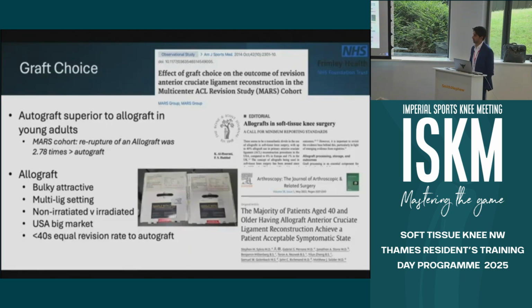One of the most painful things patients find is the harvest sites. They find it really hard to kneel on the BTB, or really hard on the sites where the hamstrings are. So I think allografts are coming into fashion slowly, but we need to be careful how we use them, especially in the age groups.